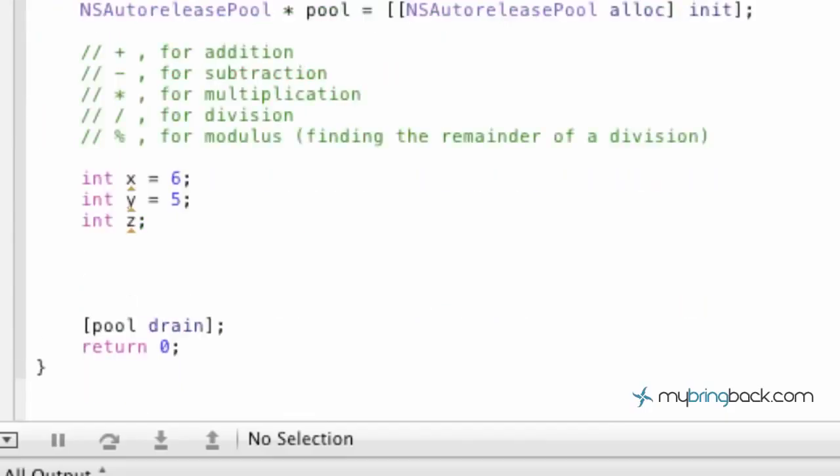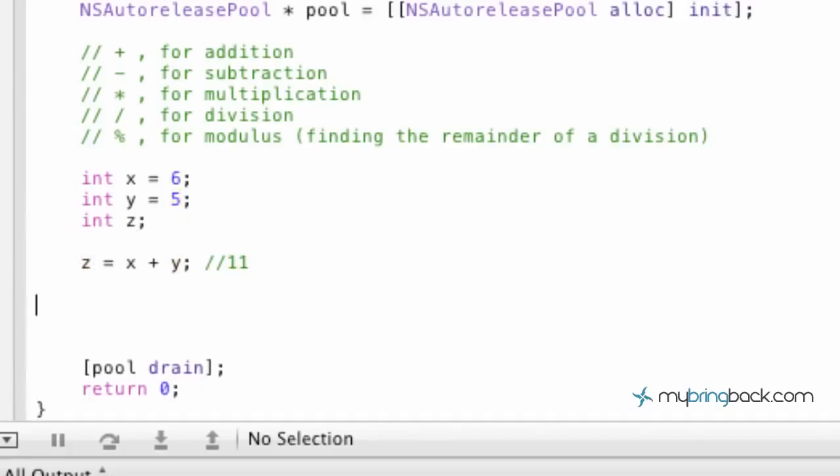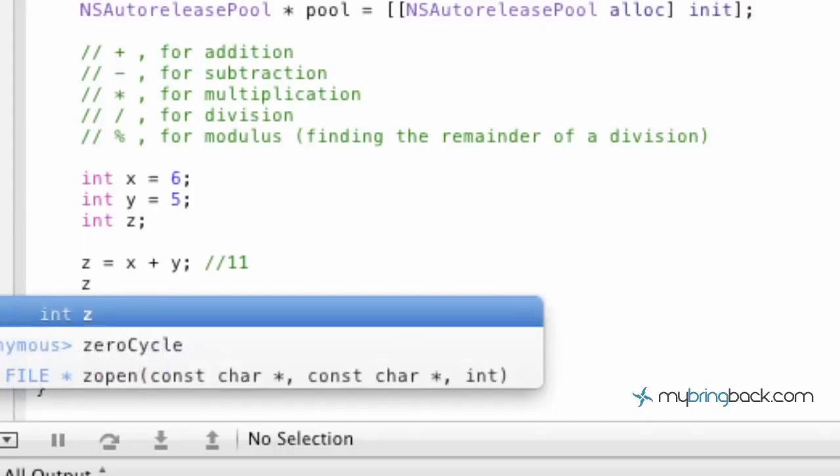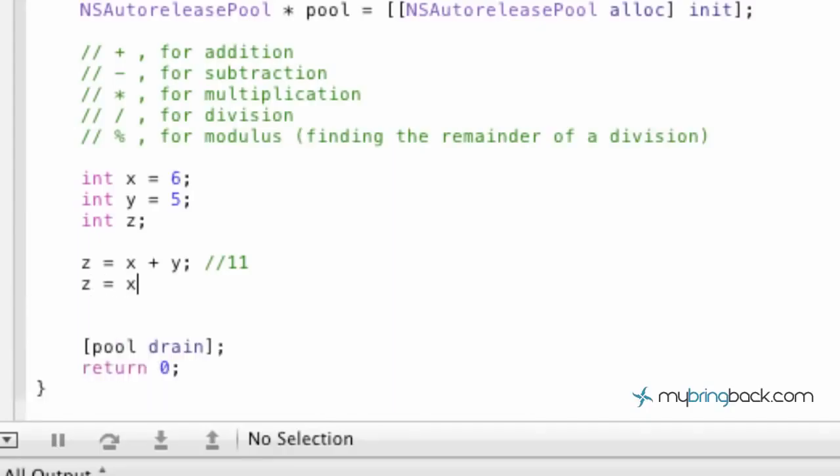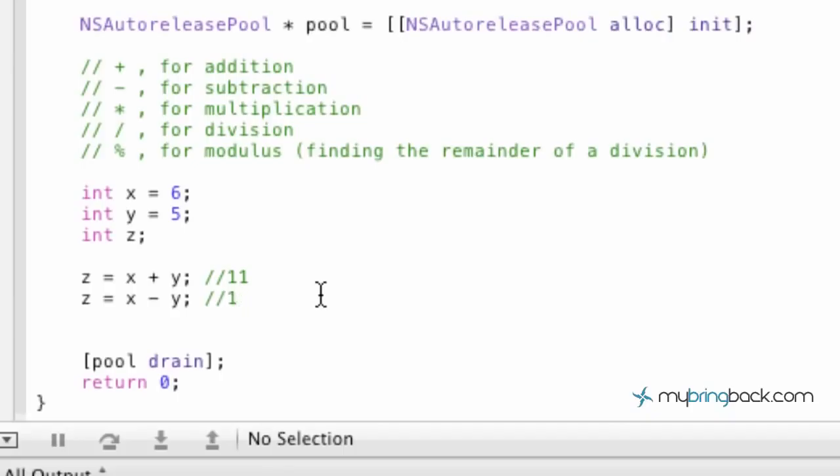So the first one, we're just going to do standard addition, and with this we're just going to go z equals x plus y, and in this case it's going to equal 11. So all we're taking is x, which is 6, plus y, which is 5, gives our z value 11. The next one that we're going to go through is subtraction. So we're going to go z equals x minus y, and in this case it's going to equal 1. So basically we're taking 6 minus 5 equals 1.